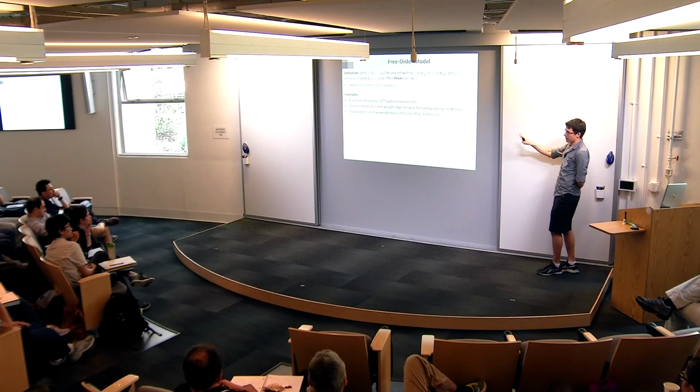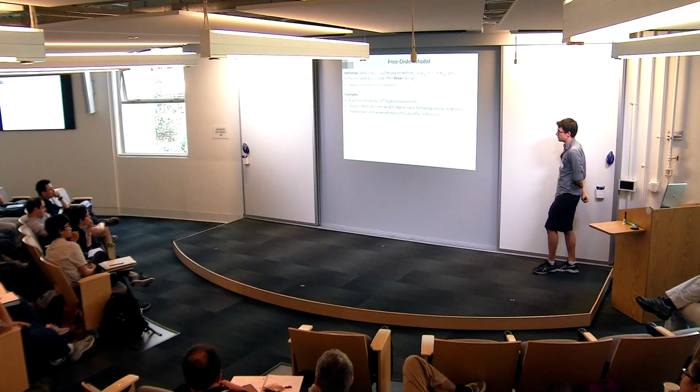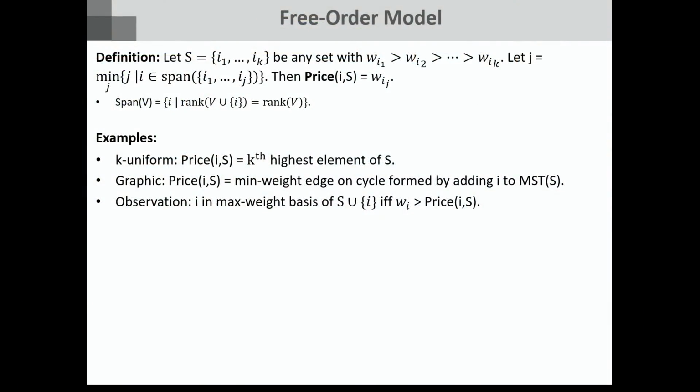Okay, and just one observation that maybe will help with this definition is that I is in the max weight basis of S union I if and only if the weight of I exceeds its price with respect to S. Okay, so why is this?